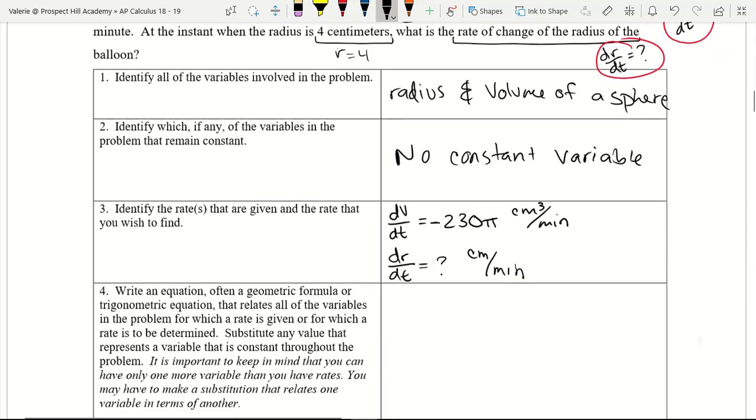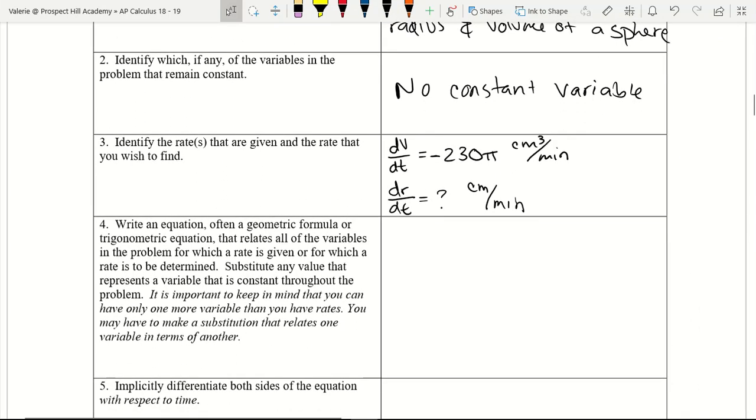So this next piece, part 4, we want to write an equation, often a geometric formula or trigonometric equation, that relates all the variables in the problem for which a rate is given or for which a rate is to be determined. We're going to substitute any value that represents a variable that is constant throughout the problem, which we don't have, so we don't have any constants. It is important to keep in mind that you can only have one more variable than you have rates. You may have to make a substitution that relates one variable in terms of another. So let's double check this in our problem.